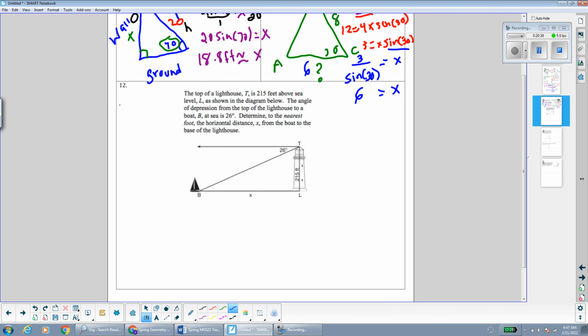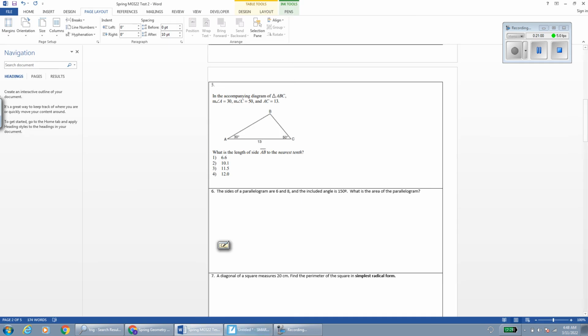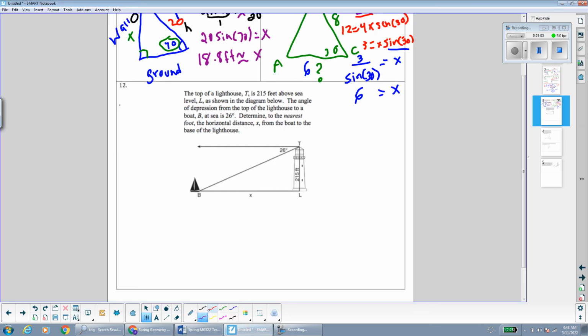The top of a lighthouse T is 215 feet above sea level. The angle of depression from the top of the lighthouse to the boat is 26 degrees. Determine to the nearest foot the horizontal distance from the boat to the base of the lighthouse.